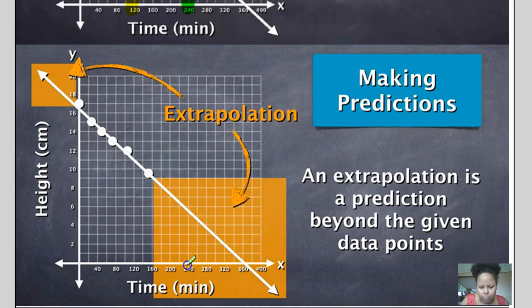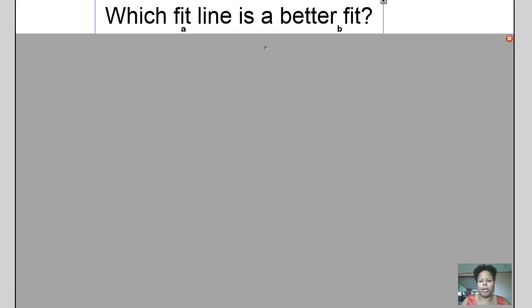So here we have 240, which is not in the data point range. So when we determine that we predict that the height would be 6 centimeters, that's called extrapolation, because we predicted it using the fit line even though the value we predicted was outside of the data point range.